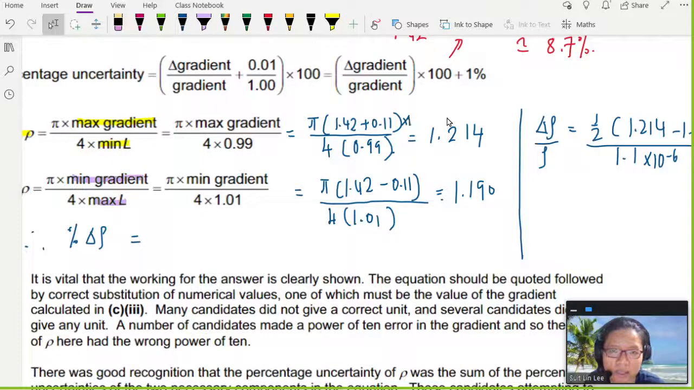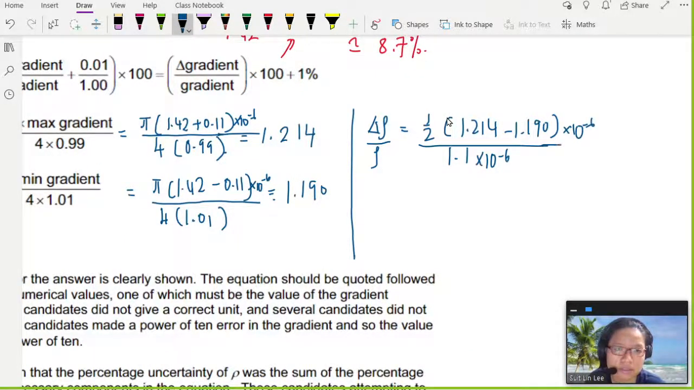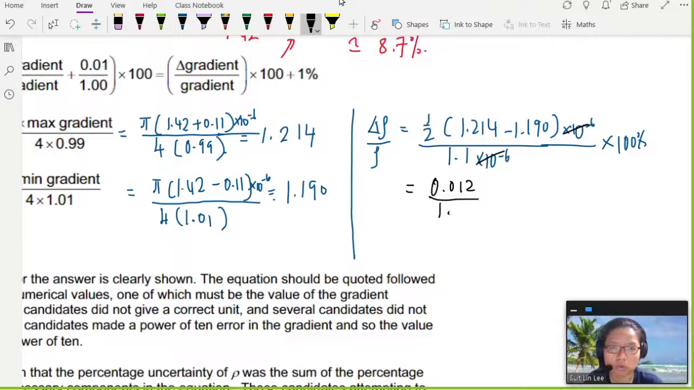Scared forget, I write here. Negative 6. Negative 6. Times 100%. So the negative 6 and the negative 6 will go bye-bye. And then if you press your good friend Casio the calculator, I am partially praying that the answer is the same or close to each other. 0.012. So this will be 0.012 divided by 1.1.